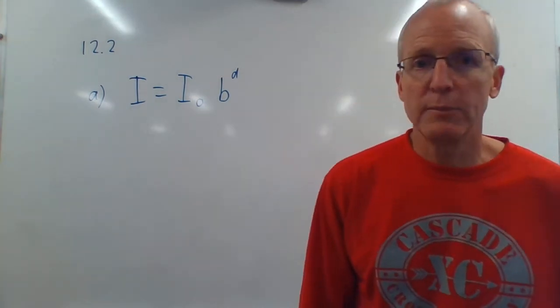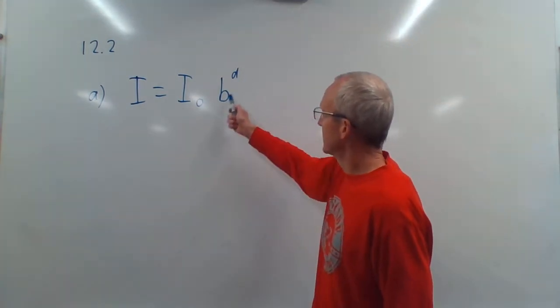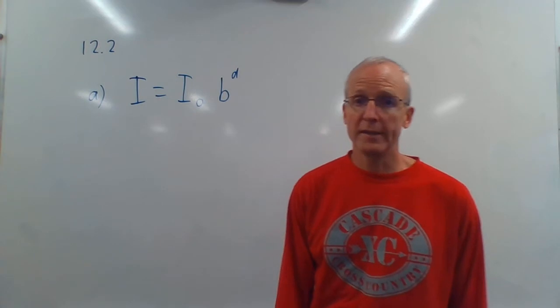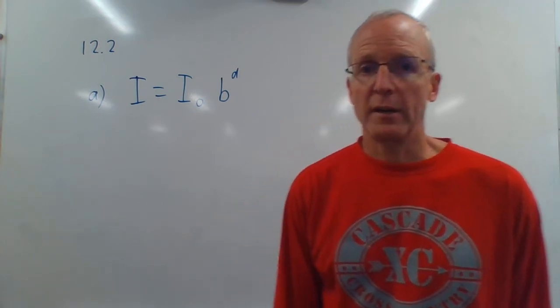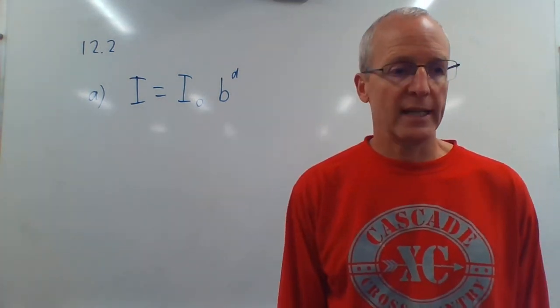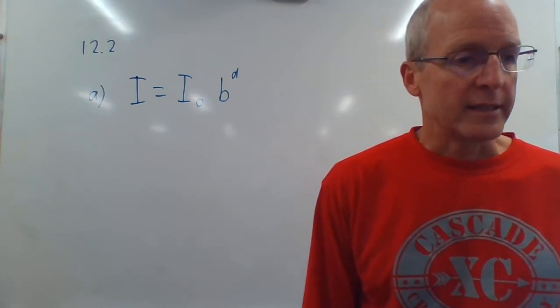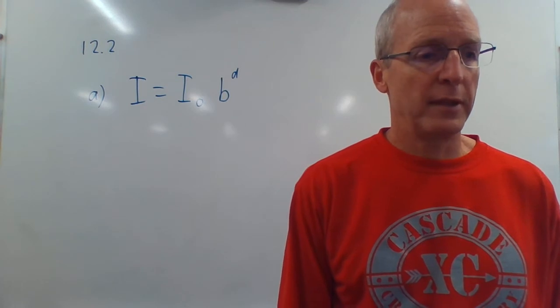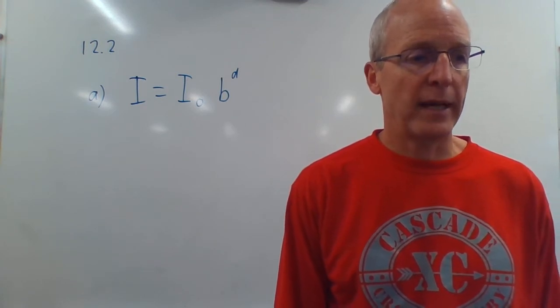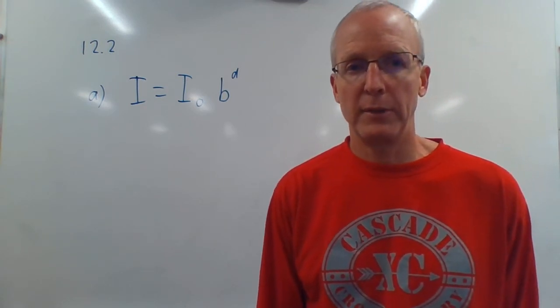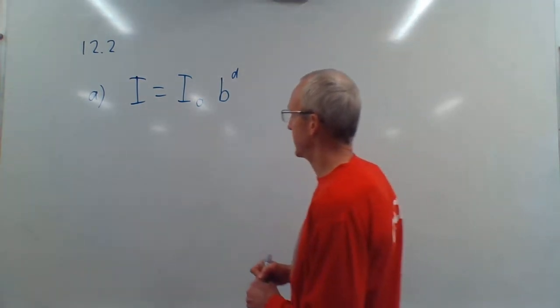Now we know it's going to get smaller. As the depth gets big, this number is going to be less than 1, or else it's going to get brighter. So we know that our B has to be less than 1, our base has to be less than 1. Okay, now they tell us that it decreases by 15% every 3 meters. So we have to use that data point.